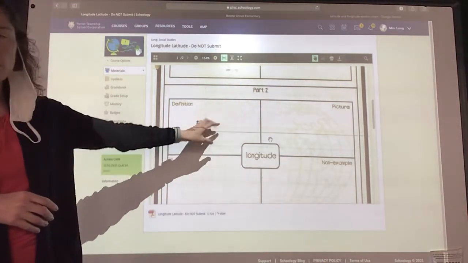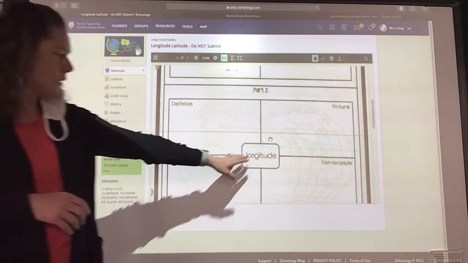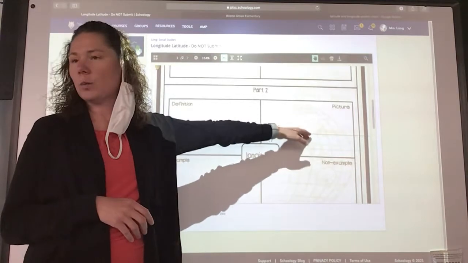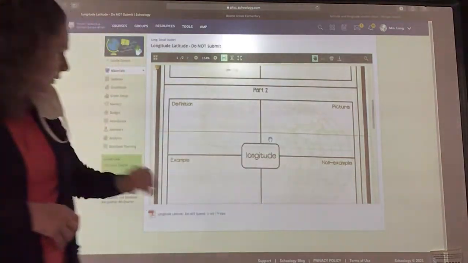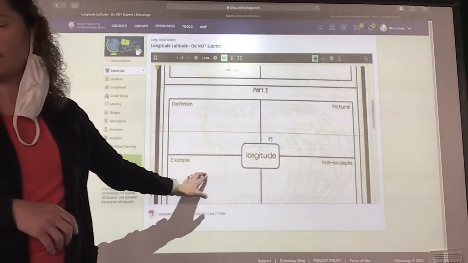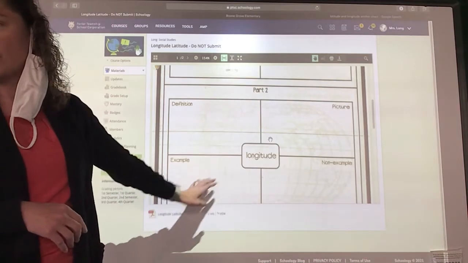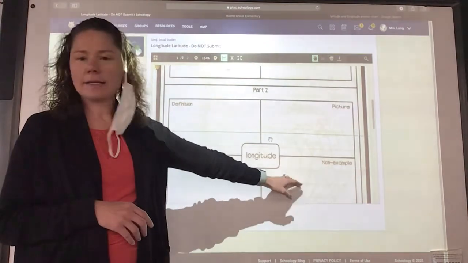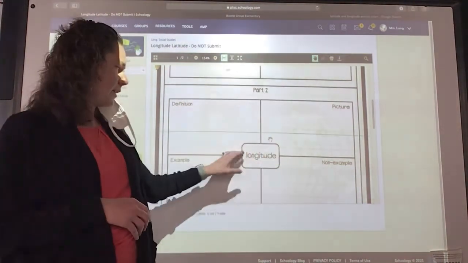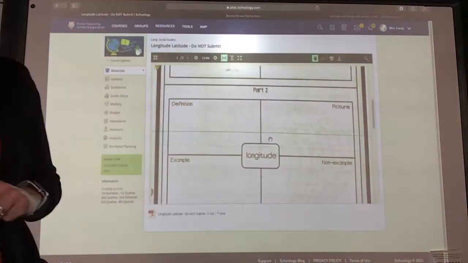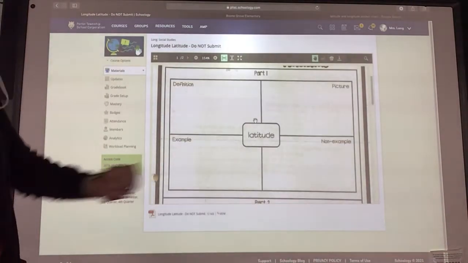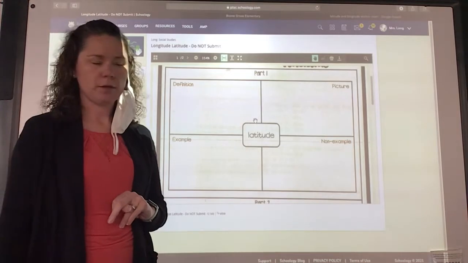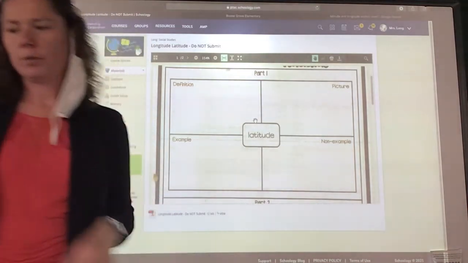So definition would mean you're finding the meaning of what this word is. Okay, a picture, you're just drawing kind of an example that would help you remember what longitude is. An example, you might write an example of how you'd find it written on paper. Okay, and then what is a non-example? So something that does not represent, in this case, longitude. So I'm going to give you 5 minutes. I want you to find what information you can to fill that in, and we're going to share our ideas and see what we came up with. Okay? That's what you're working on.